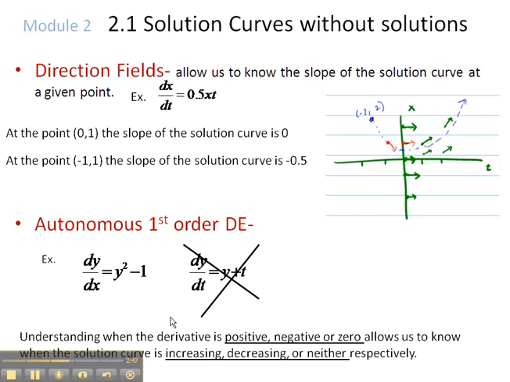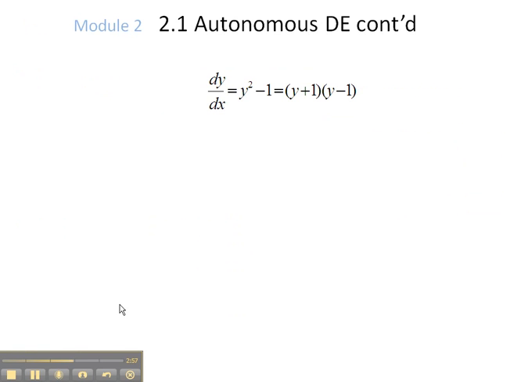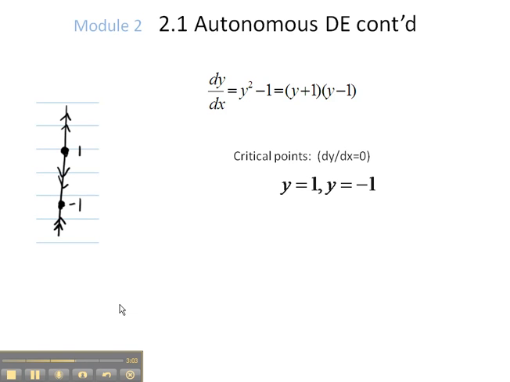Once we can understand when the derivative is positive, negative, or 0, then we can understand when the solution curve is increasing, decreasing, or constant. I'm doing a quick example. Basically the problem that we were looking at in the previous slide, the autonomous differential equation, I can find the critical points. This is one thing you'll want to do, which is by letting dy/dx equal 0. In this case they're 1 and -1.